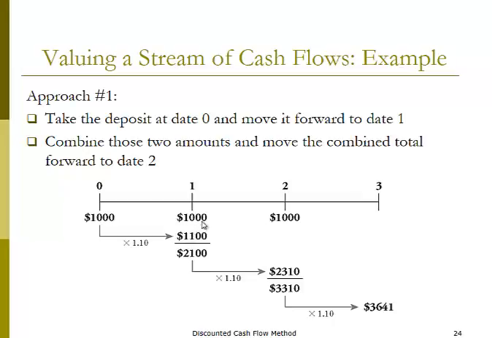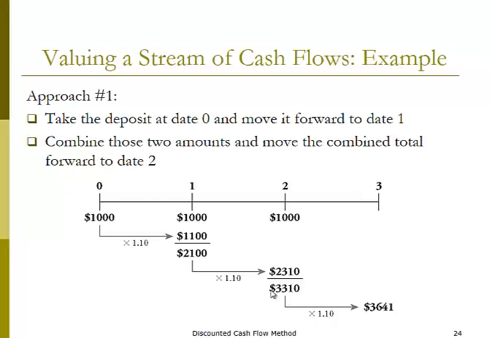Then they add up the 1,000 that's being saved. So the total would be 2,100. Okay, so at the end of year one, you have a total of 2,100, including the one saved. Then you bring this 2,100 to year two. So the future value will become 2,310 if you multiply this by 1 plus r. And again, you add the amount that's being deposited at the end of year two. So total now is 3,310.